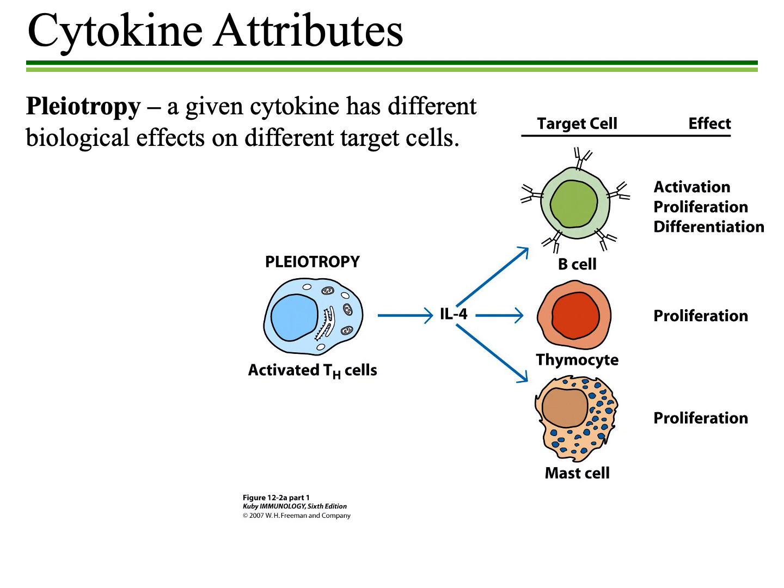So the concept of pleiotropy, again, just means a single cell type produces a single type of cytokine, and that cytokine can exert its effects on multiple different types of target cells.